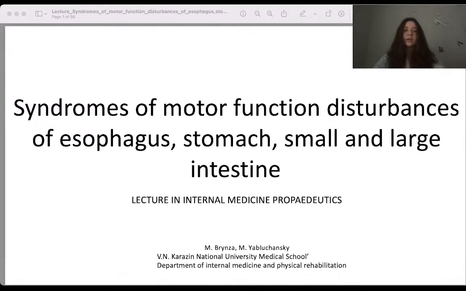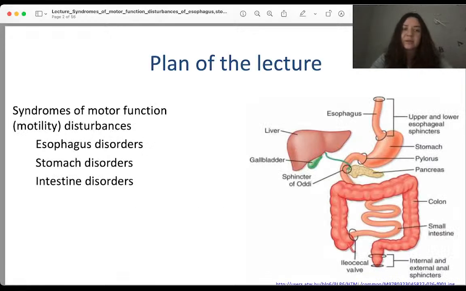And now we are starting a new sub-cycle in Propaedeutics of Internal Medicine. We're starting several lectures about signs and symptoms or disorders of the gastrointestinal system. And the topic of today's lecture is syndromes of motor function disturbances of the esophagus, stomach, small and large intestine. Let's start our lecture.